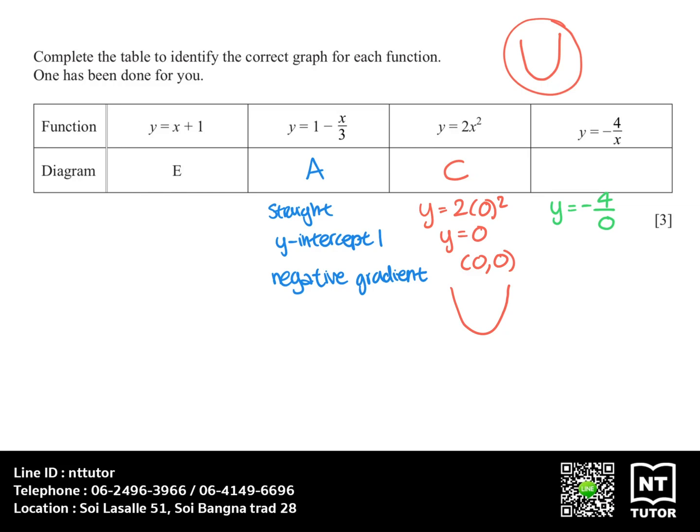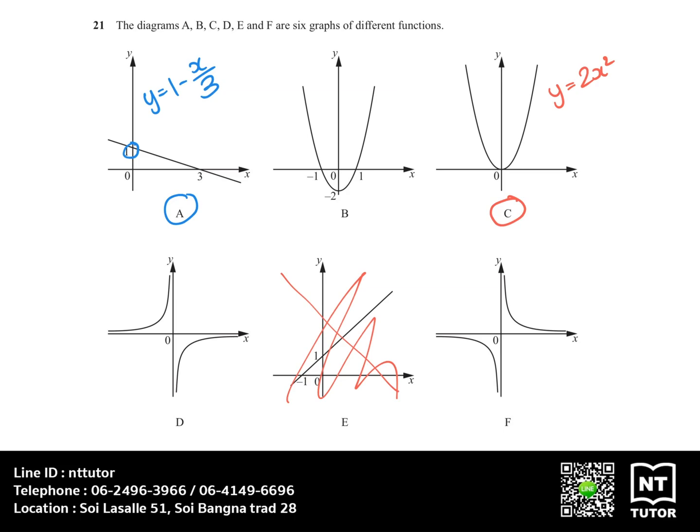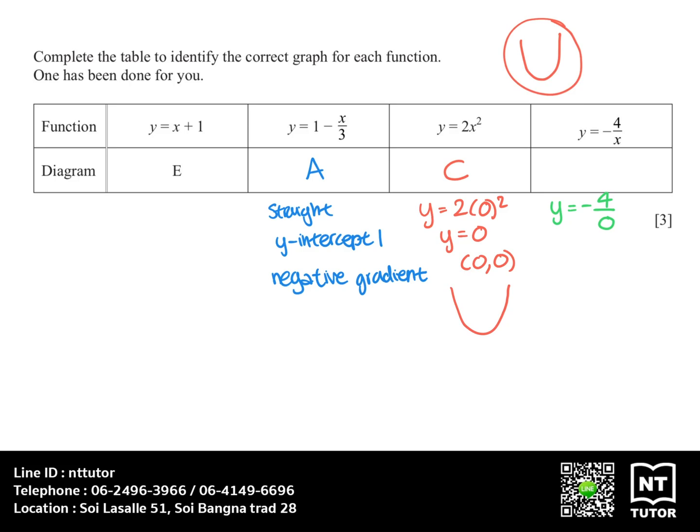So we're looking for a graph that doesn't touch the x-axis and doesn't touch the y-axis. And if you look at these diagrams, there's this diagram and this diagram that don't touch the x-axis and the y-axis, meaning they don't have values at x equals 0 and y equals 0. If we try substituting x equals 1, y equals minus 4 divided by 1, and y equals minus 4. So we know that this graph must pass through the point 1, minus 4.